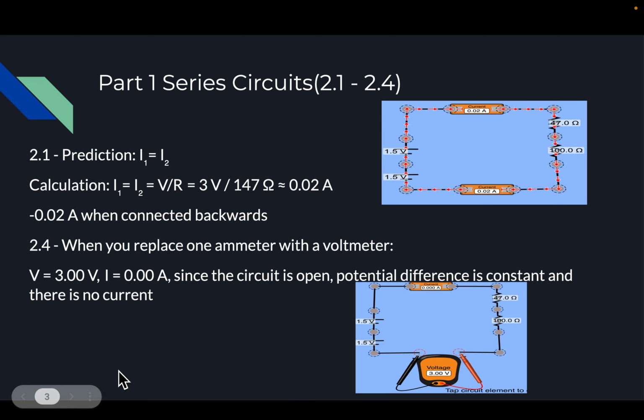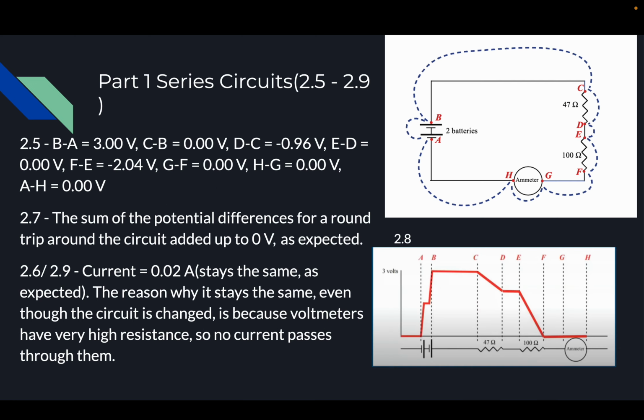So when you replace the ammeter with a voltmeter, the voltage is 3 volts because you have two 1.5 volt batteries here. Current is 0 because the circuit is open.